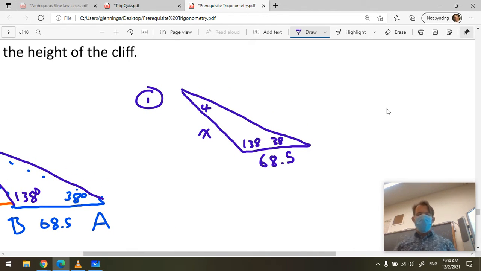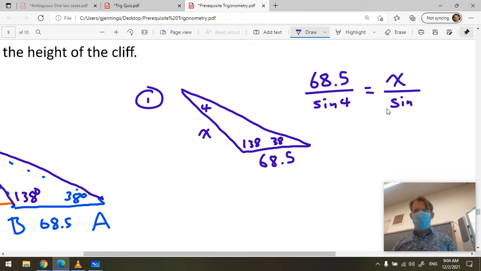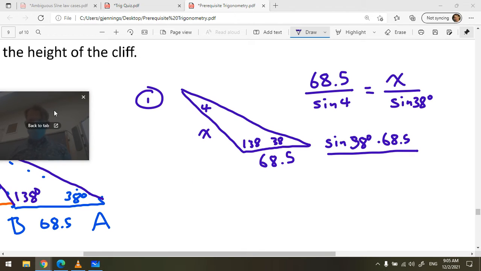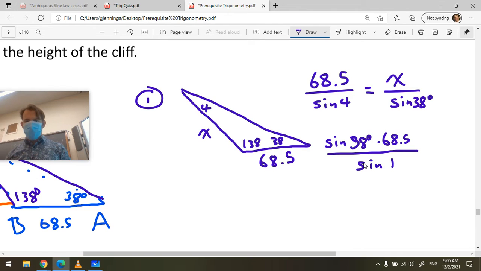So I'm going to set up sine law. My desired unknown is a distance, so I'm going to put my distances on top when I set up my sine law. This is going to look like this: 68.5 divided by sine 4, which is going to be a very small value, is equal to my unknown x divided by sine 38, which is going to be a small number, but not super small. It's going to be a little bit bigger than a half. So to solve this one, I'm going to multiply both sides by sine 38. So I'm going to have this expression here, sine 38 degrees multiplied by 68.5, divided by sine 4, is equal to x. That gives me something I can punch on my calculator.